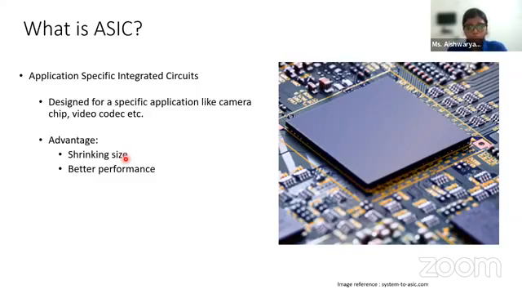Other than that, we have performance, right? So even with these shrinking nodes, shrinking sizes of the device, we are able to get a better performance. We are able to get a better operating frequency. We are able to get low power consumption. So that's why nowadays ASIC is very widely used, right?